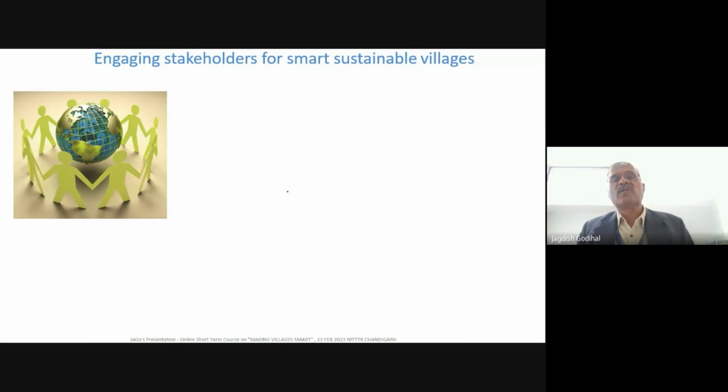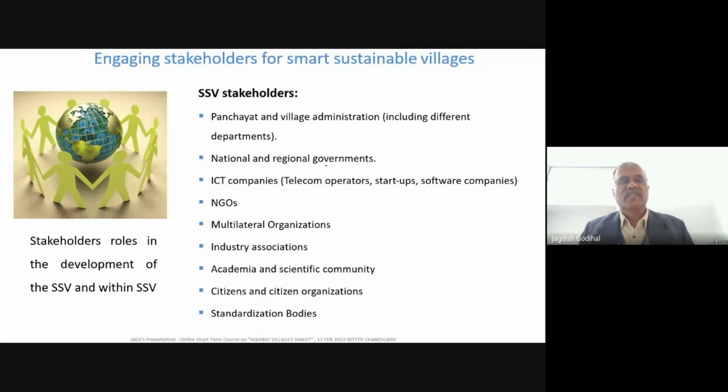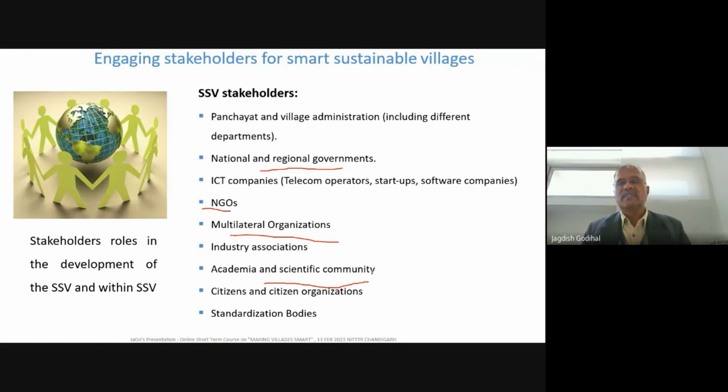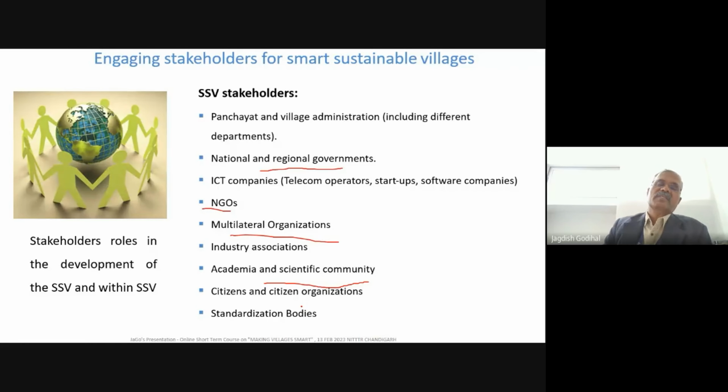Who are all the stakeholders for a smart sustainable village? First, the panchayat and village administration, in which there are different departments involved, and national and regional governments. Then we have ICT companies, telecom operators, startups, software companies, then NGOs, multilateral organizations, industry associations. Academia and the scientific community are required to provide skilled manpower. Then citizens and citizen organizations, who are the center of this smart village, have to be there.